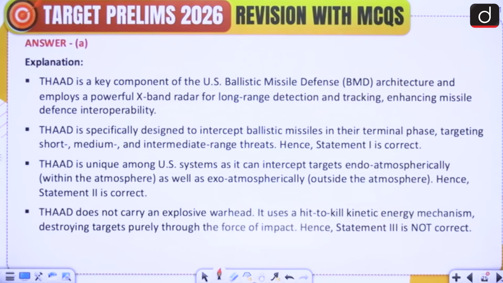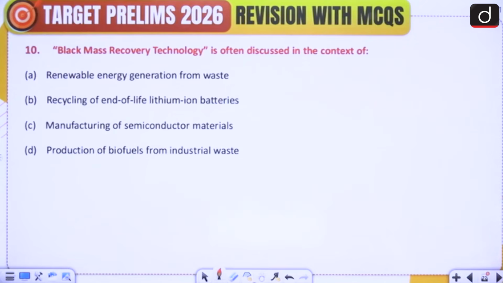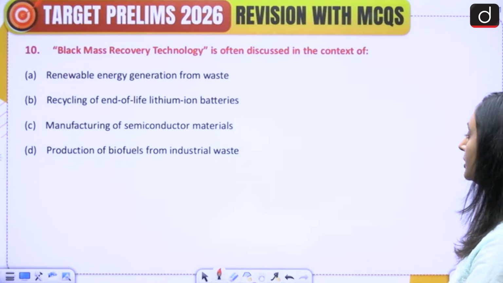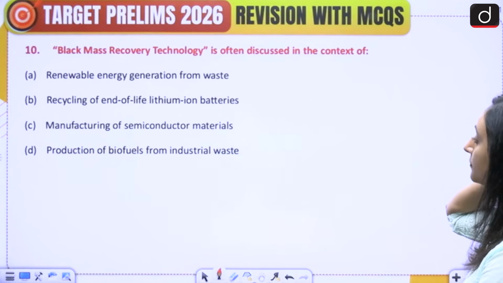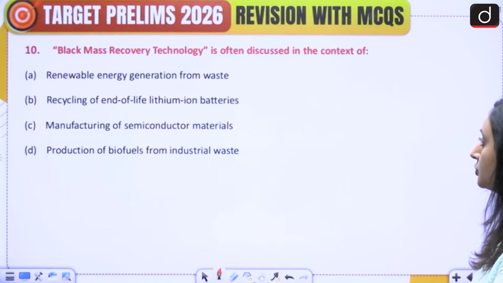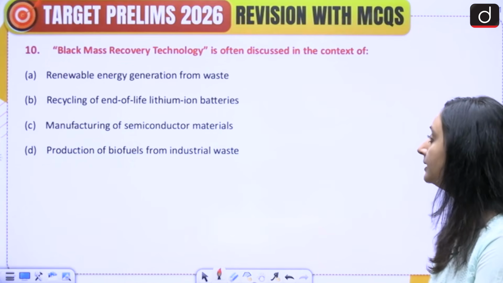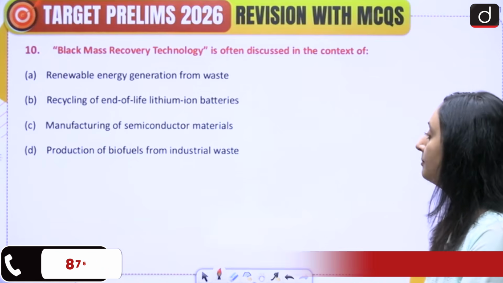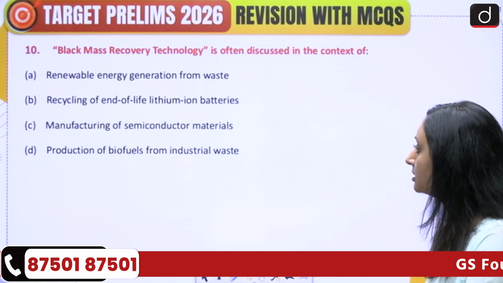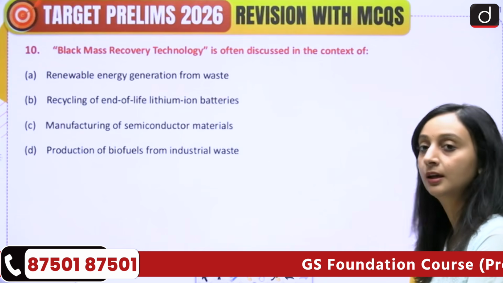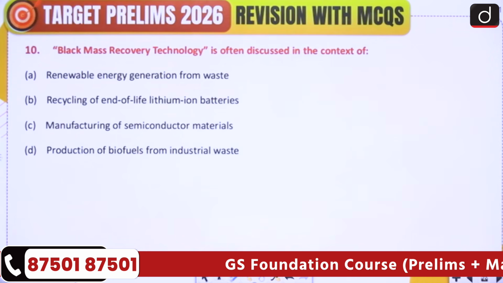You can read the explanation in detail in the PDF, but it's a gist of what we already discussed. Question 10. Black mass recovery technology is often discussed in the context of A. Renewable energy generation from waste, B. Recycling of end-of-life lithium-ion batteries, C. Manufacturing of semiconductor materials, or D. Production of biofuels from industrial waste. Please attempt this question.